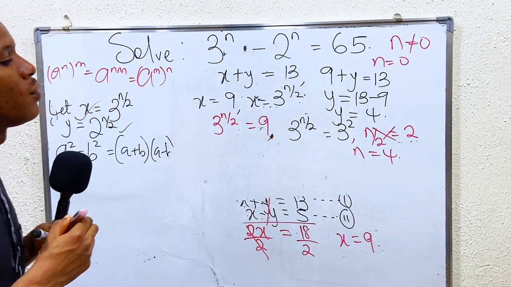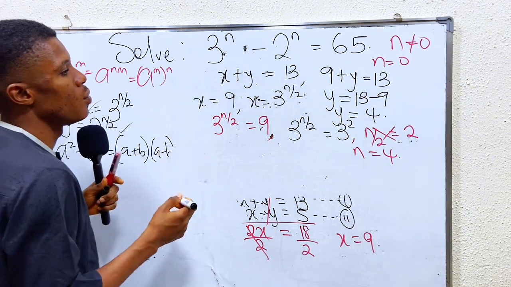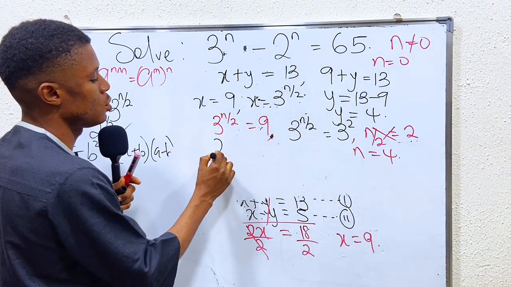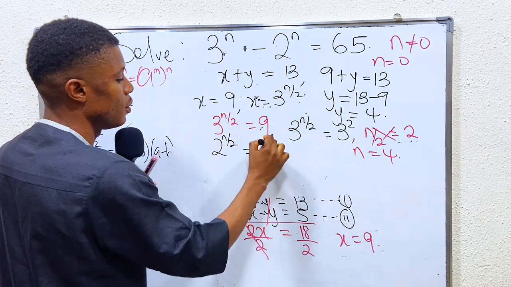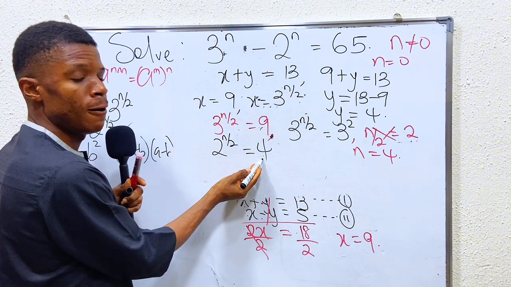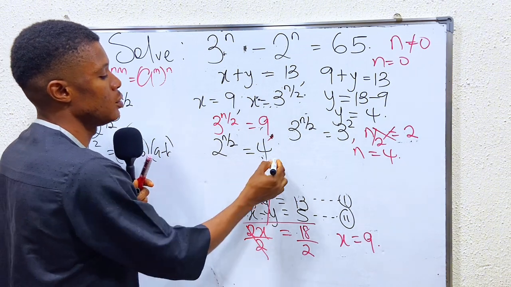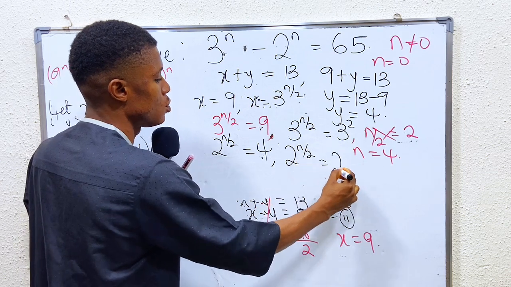Okay? So for us to check the other side to know whether we are right, we have that 2 to the power of n over 2 is equal to, here n is 4. 4, right? So what do we get? You can now see that we have 2 to the power of n over 2 is equal to 2 squared.